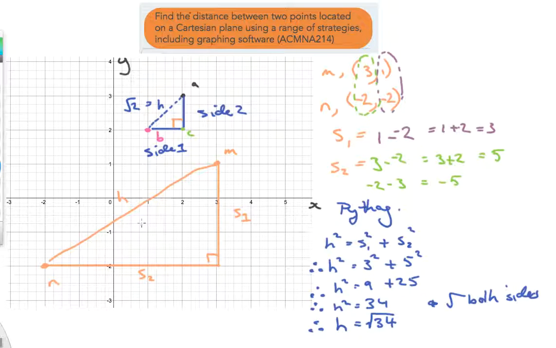But there's two examples of how we can find the distance between 2 points located on a Cartesian plane. We haven't used graphing software, but this is pretty much the fundamental. Just working out that distance, using Pythagoras' theorem, and then the other key point, which was square root both sides when you want to get down to h by itself. So this h equals square root of 34. Hope that helped.